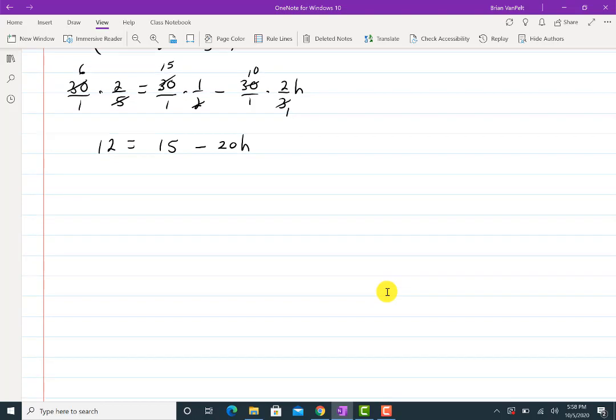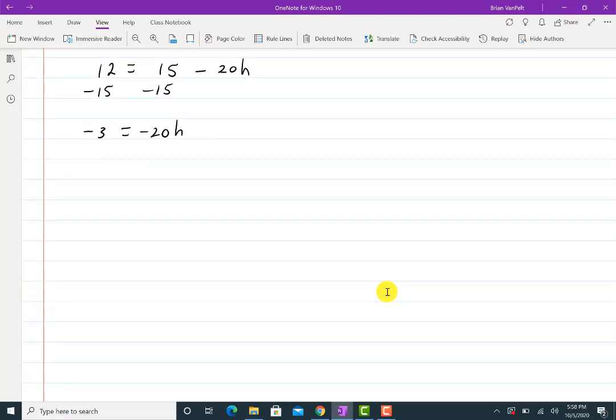And now it's just like any of the other problems we did. I'll subtract 15. I will get negative 3 equals negative 20h. Then to finish this off, I will divide by negative 20 on both sides. And I will get h equals 3 over 20.